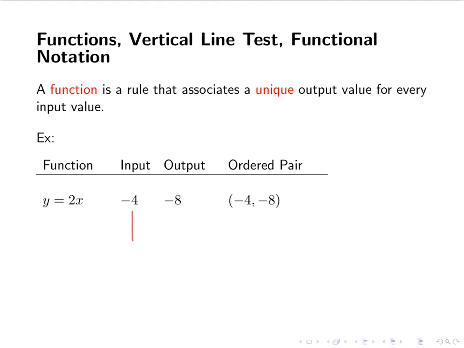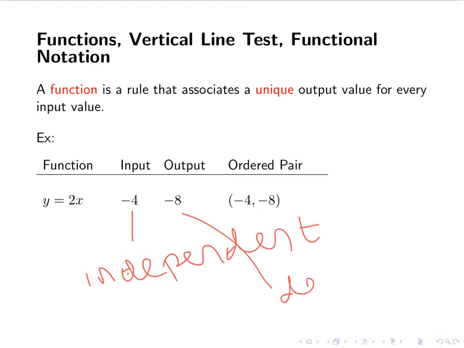The input is also called the independent value, and the output is the dependent. Okay, the output depends on the input, and you decide the input, so it's independent of anything else. Okay. And the ordered pair is always the independent and then the dependent, or the input and then the output.